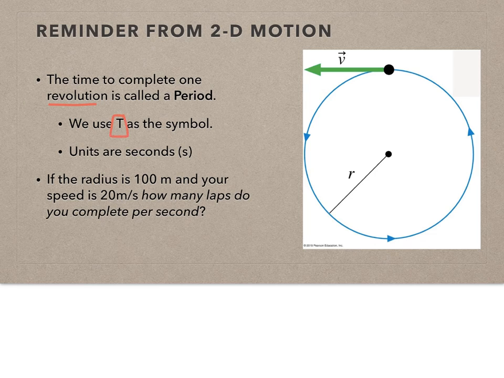Now, again, we do use capital T for tension. We can tell the difference between capital T for tension and capital T for a period. It's all in the problem, it's all in the context. We can handle this, right? Our generic units are seconds, okay?